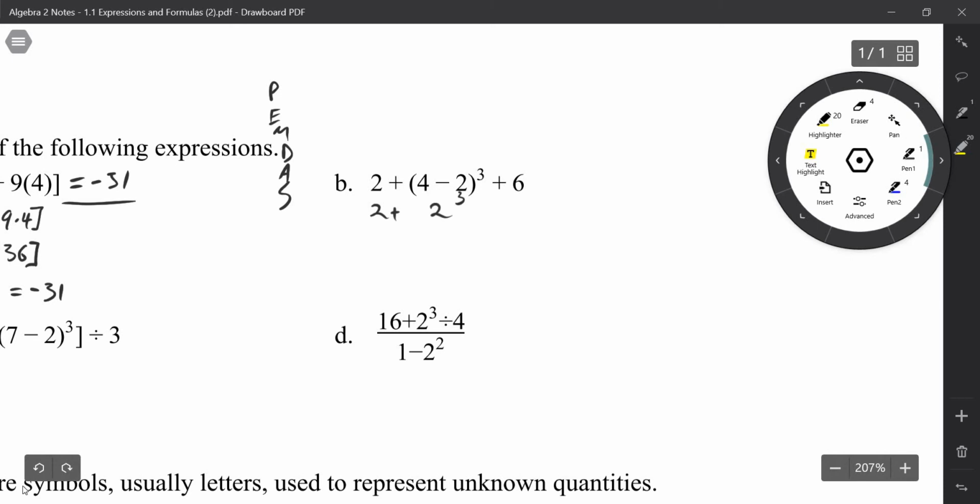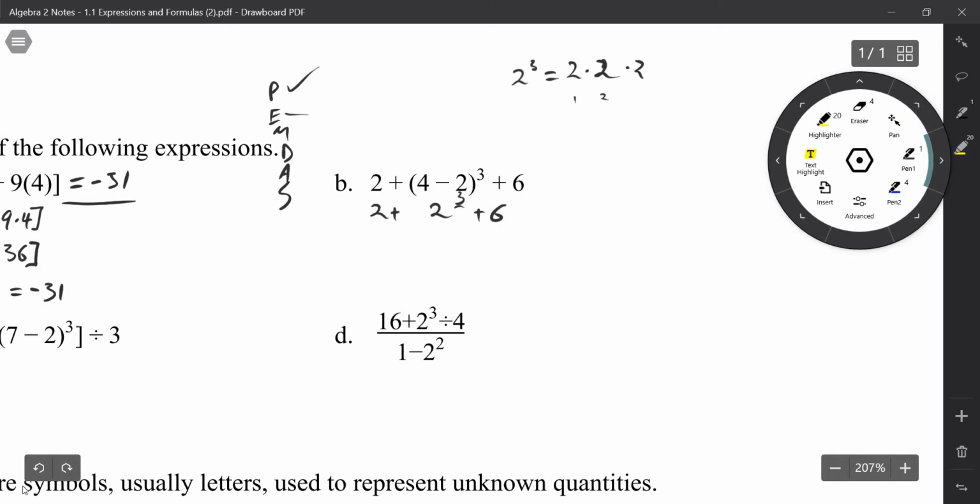There's an exponent up here. 3 plus 6. All the parentheses are gone. We do have an exponent. That's what we're looking for here. So 2 raised to the third. If we forget what exponents actually do, 2 to the third is the same thing as 2 times 2 times 2.